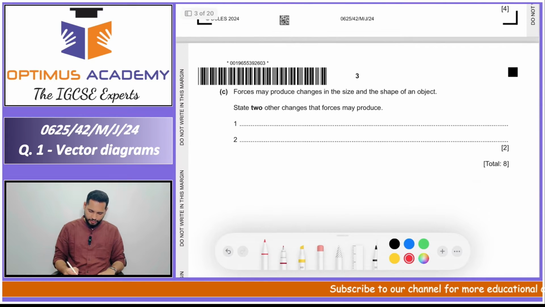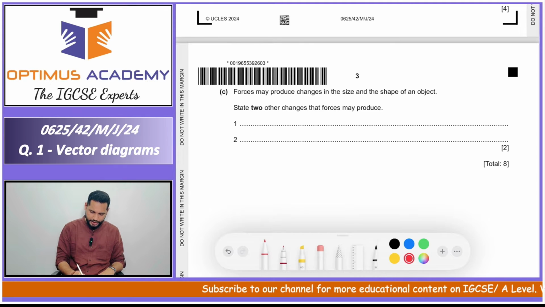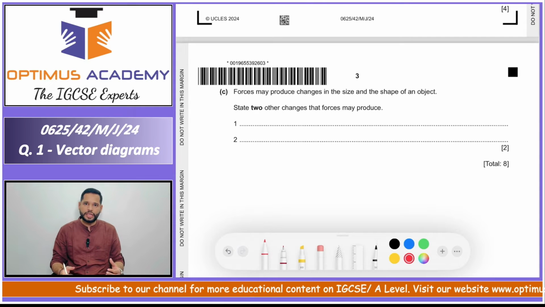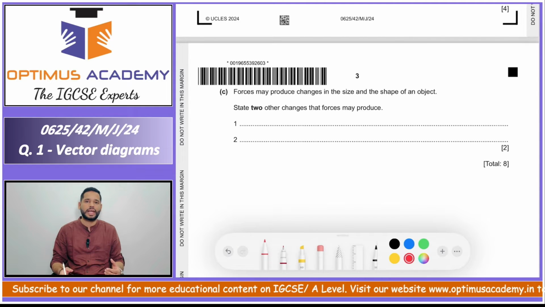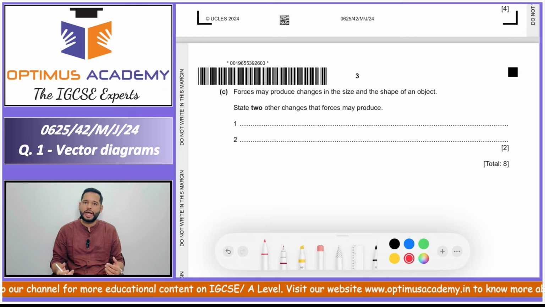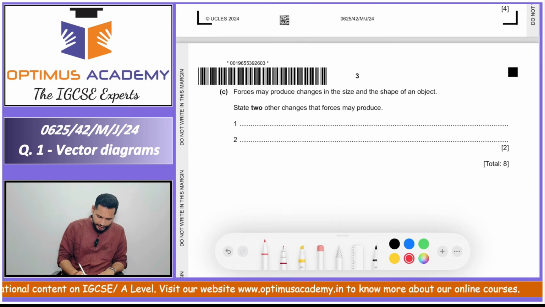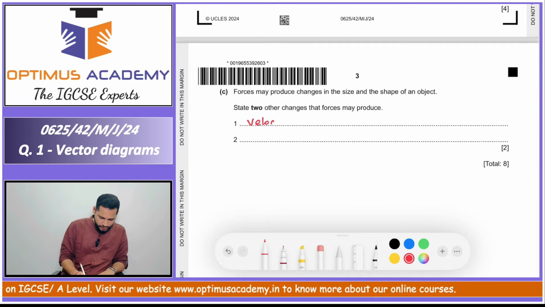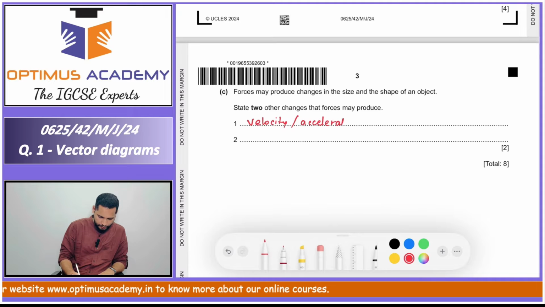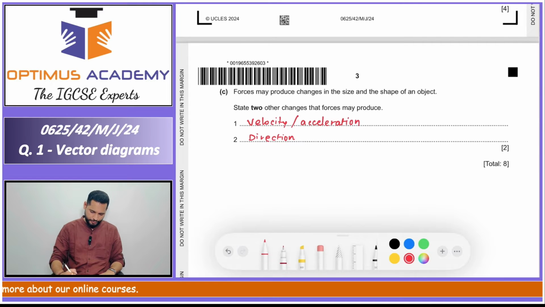Question C says that forces may produce changes in the size and the shape of the object. State two other changes that force may produce. So we know that force can change the motion of the object, force can accelerate or decelerate the object, and force can also change the direction of the moving object. So here we can write the force can change velocity of the object, or you can write acceleration of the object, or force can also change the direction of the moving object.